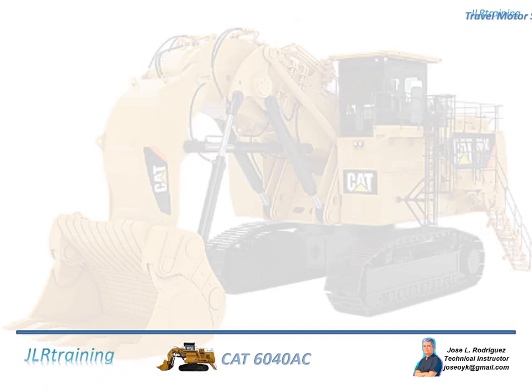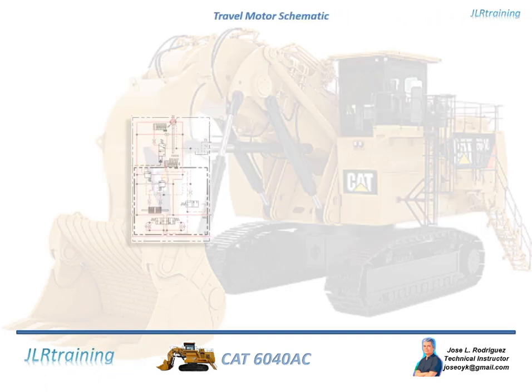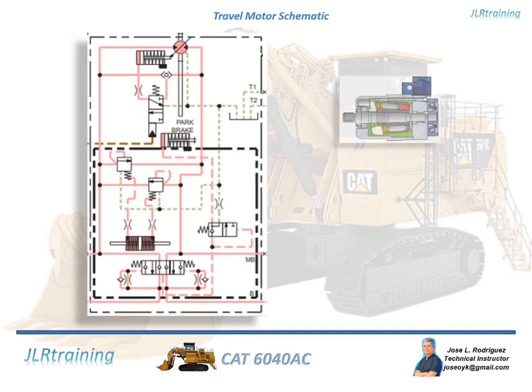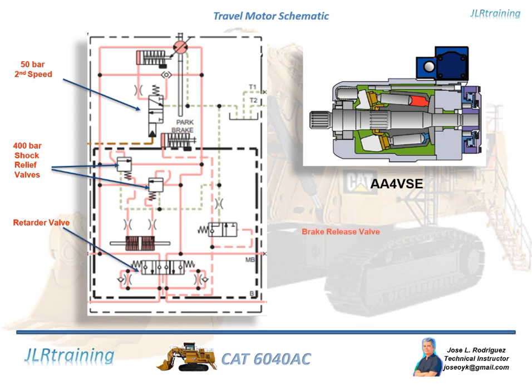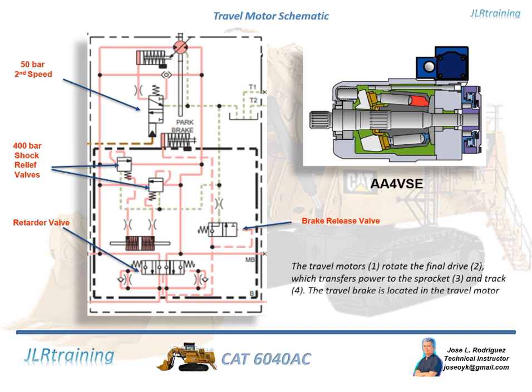Travel motor schematic. 350 bar, second speed, 400 bar shock relief valves, retarder valve, brake release valve. The travel motors, 1, rotate the final drive, 2, which transfers power to the sprocket, 3, and track, 4. The travel brake is located in the travel motor brake chamber, 5.